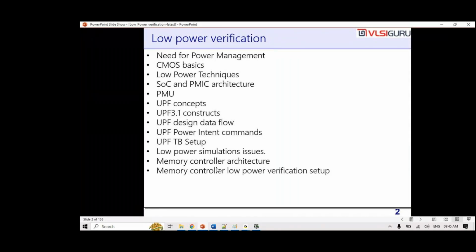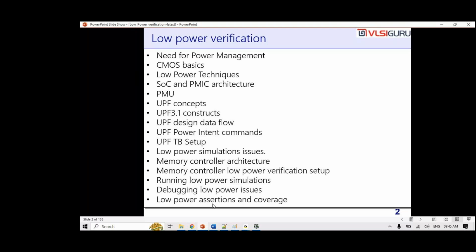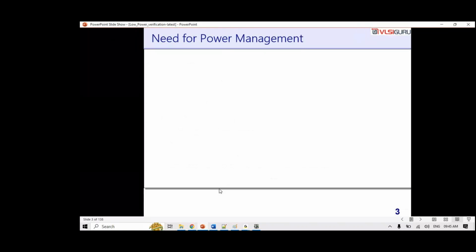So as part of that, we'll talk about memory controller power architecture. We'll also talk about how to set up the low power verification setup for memory controller. Then we'll see how to run the low power simulations, then how to debug the low power issues. Then we'll also talk about low power assertions and the coverage. So this is the overall agenda.